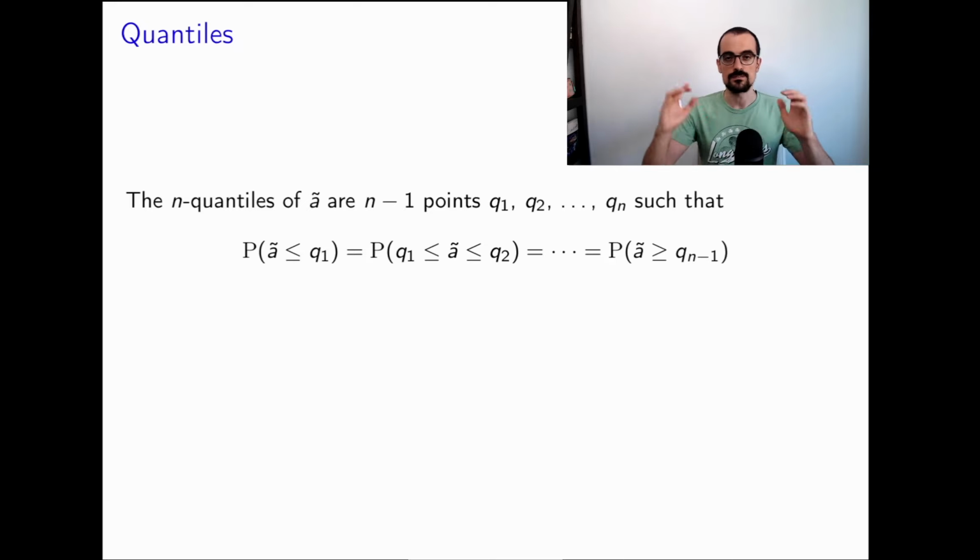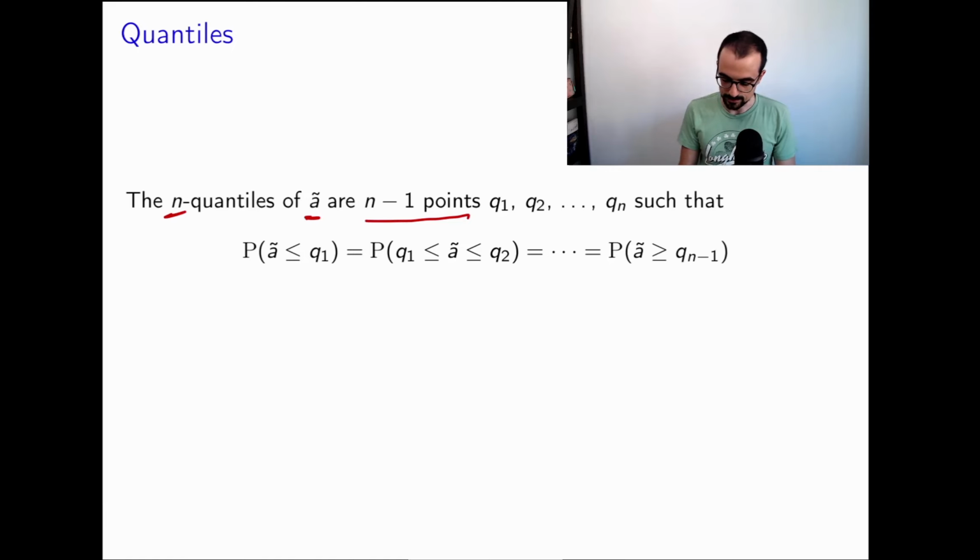Okay, so we have defined the CDF that goes from 0 to 1. It's nice because it gives us the probability that the random variable is in any interval. There are other useful quantities that are connected to the CDF, which are called quantiles. The n quantiles of a distribution or of a continuous random variable are n minus 1 points that cut up the real line.